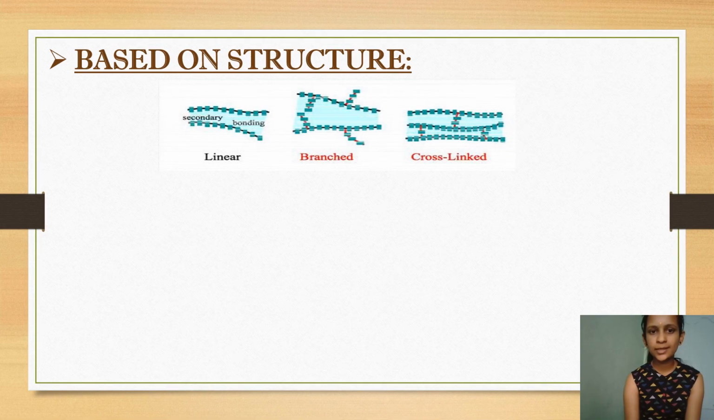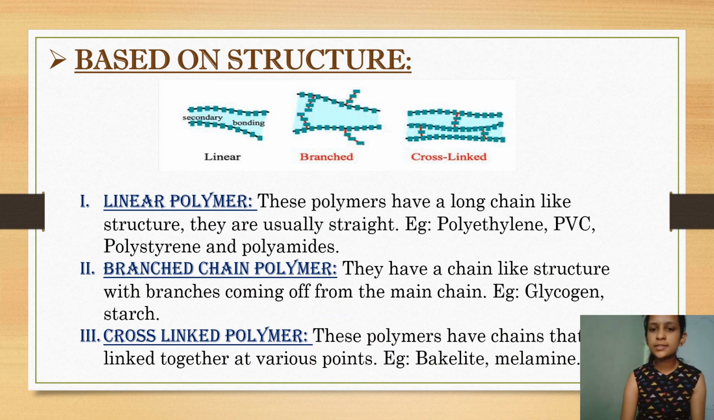When it comes to structure-based classification of polymers, if a polymer looks like a long chain-like structure which is usually straight, then it is classified as a linear polymer. Examples: polyethylene, PVC, polystyrene, and polyamides. If the polymer has a long chain-like structure with some branches, then it is grouped as a branched chain polymer. Examples: glycogen and starch. If the polymers have long chain-like structures and they are linked together at various points, I can say if the polymer looks like a network-like structure, then it is classified as a cross-linked polymer. Examples: bakelite and melamine.